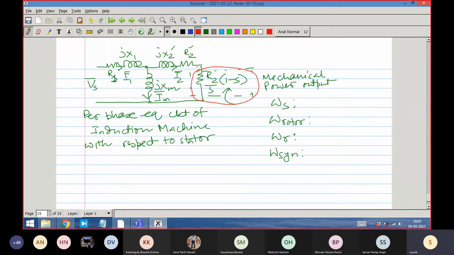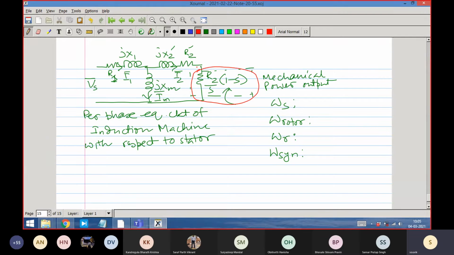It is true, there is no electrical power output, but this equivalent circuit takes care of the power balance. Power balance means electrical power is input and mechanical power is output. And this mechanical power output is represented in this electrical equivalent circuit in terms of rotor resistance and the slip of the machine. Slip of the machine contains all the information of the mechanical speed of the machine, right? Otherwise, you know the physical meaning of the components.